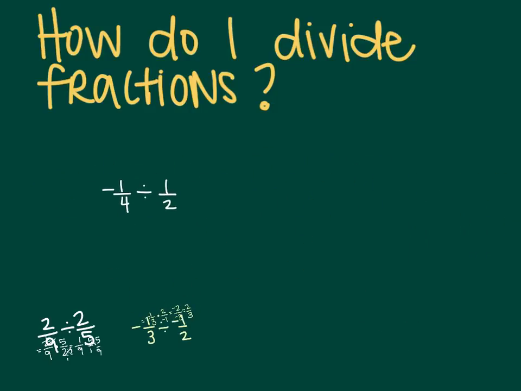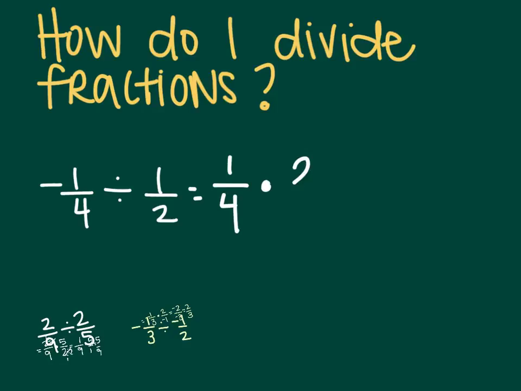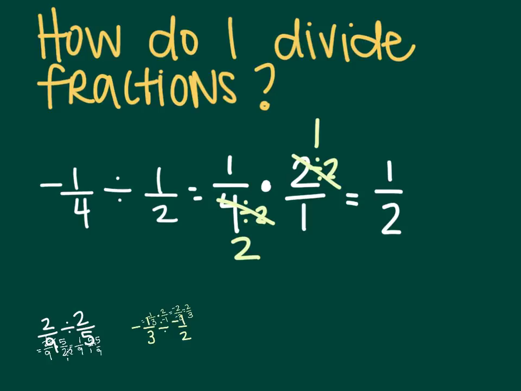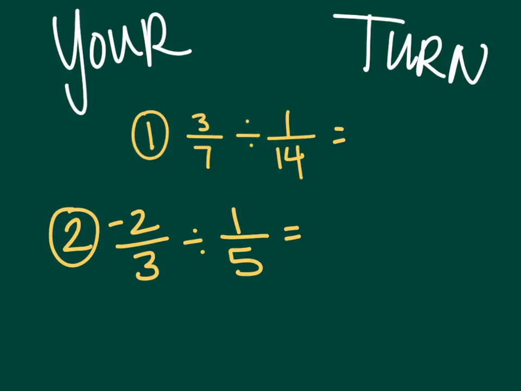Last example, -1/4 divided by 1/2. Again, keep the first one, change to multiplication, and then take the reciprocal of that second one. Then look to see if you can cross simplify. Here I can divide out a 2 from these two. 2 divided by 2 is 1. 4 divided by 2 is 2. So essentially my new problem becomes 1/2 times 1/1, which makes for very easy math. Final answer is 1/2. Your turn.